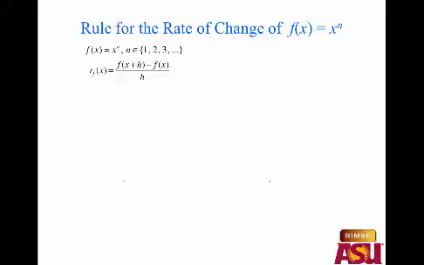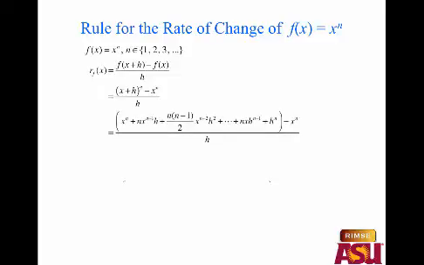Okay, so now we want to apply the rule to the particular function we want. How do we apply it to x to the n? It's x plus h to the n minus x to the n over h. That's it. Now, on the last page, we just said what x plus h to the n is. Remember, we did the binomial expansion, so we're going to rewrite that.